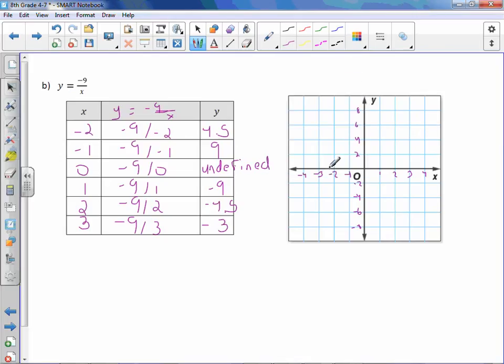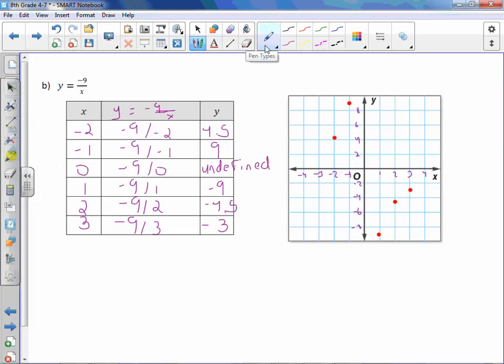So (-2, 4.5) is about here. (-1, 9). I can't plot anything for 0, so leave it be. (1, -9). (2, -4.5). And (3, -3).